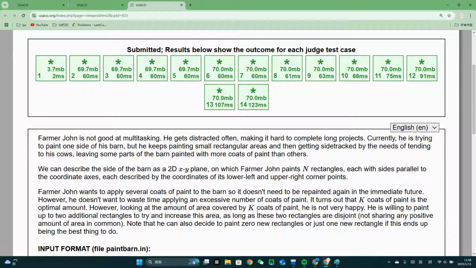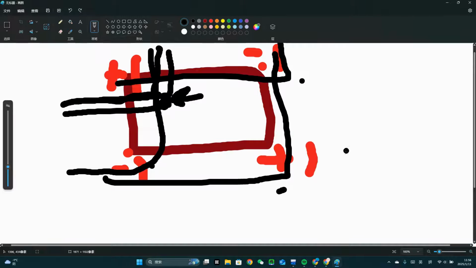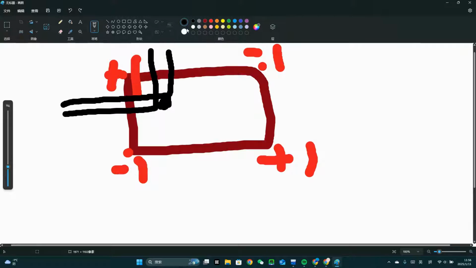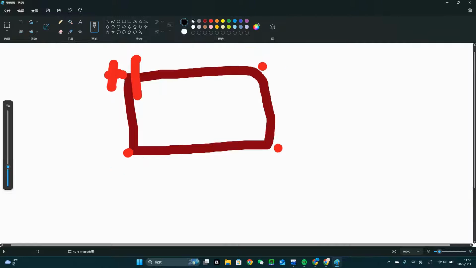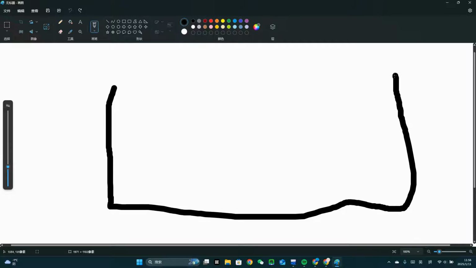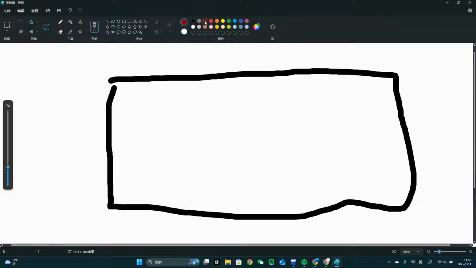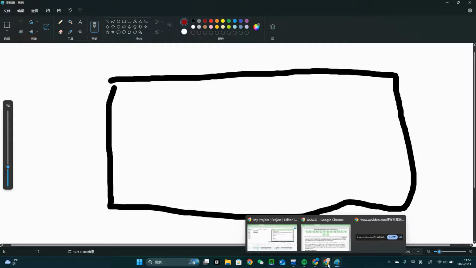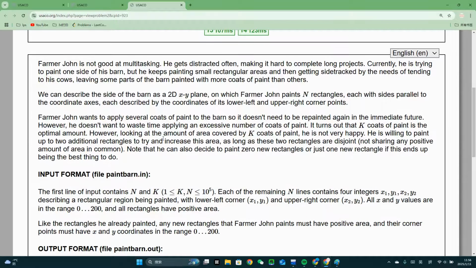So first of all, we notice that there's only 2 rectangles that we can paint. So I'm going to once again draw something. Alright, there's only 2 rectangles that we can paint. So say this is a big barn grid, and we already have several rectangles in there. I'm just not going to draw them. Since there's only 2, a very, very important condition in this problem is that the 2 rectangles cannot cover each other. Okay. They are disjoint, not sharing any positive amount of area in common.